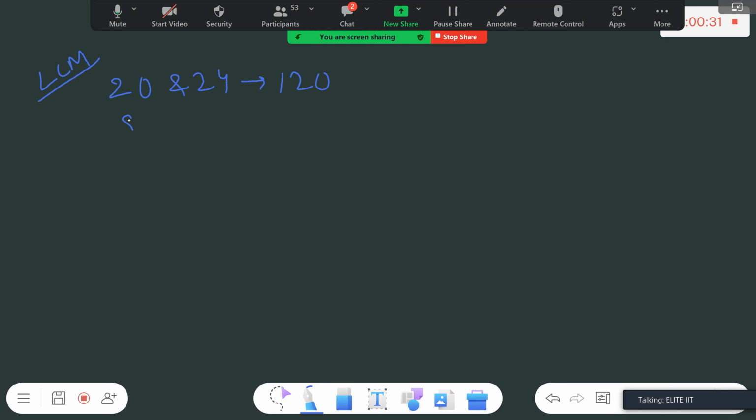Next question is what? LCM of 52 and 64. What did you get as the answer? Slowly. 192? 192 is wrong. How much did you get? 832.